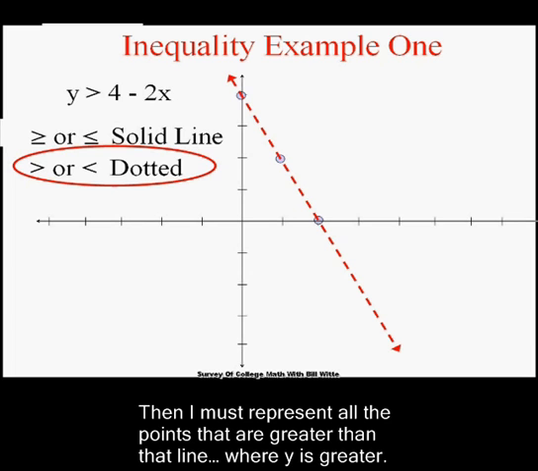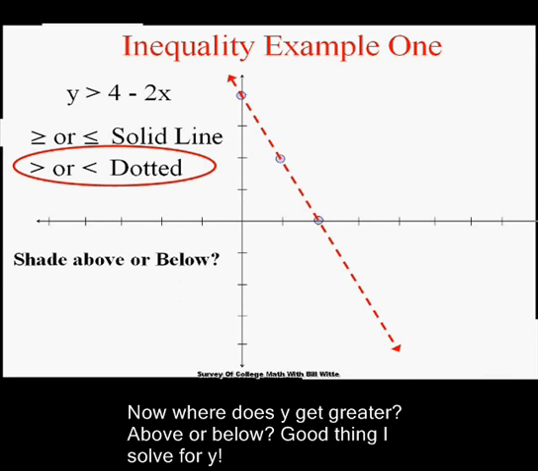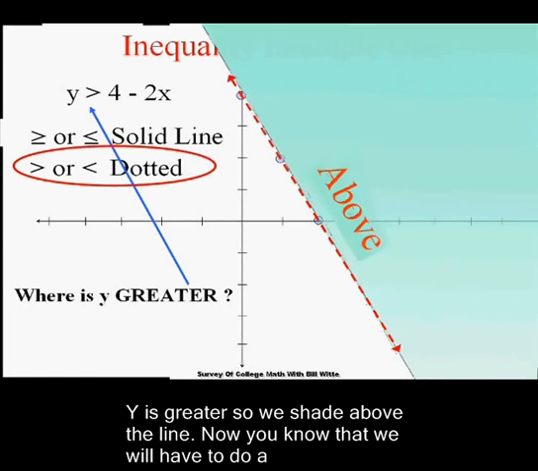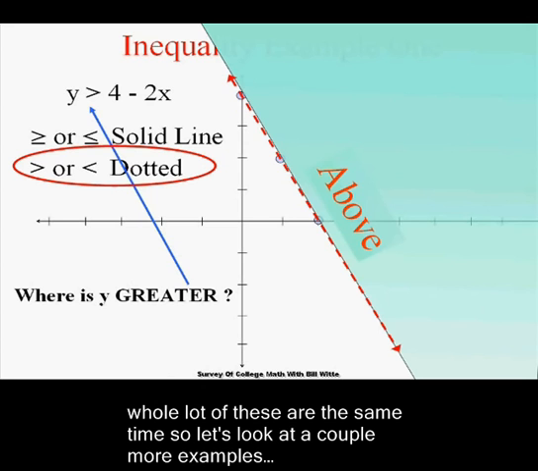Then I've got to represent all the points that are greater than that line, where y is greater. Where does y get greater? Above or below? Good thing you solved for y. y is greater, so remember, you shade above. Now, you know we're going to have to do a whole lot of these at the same time, so let's look at a couple more examples.